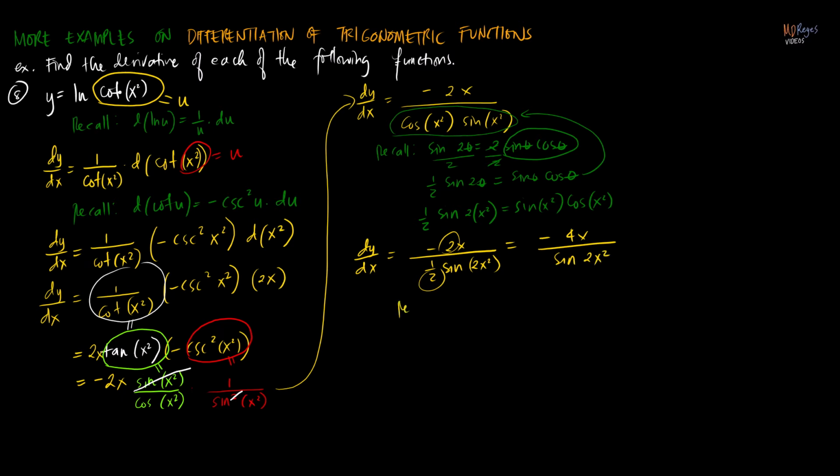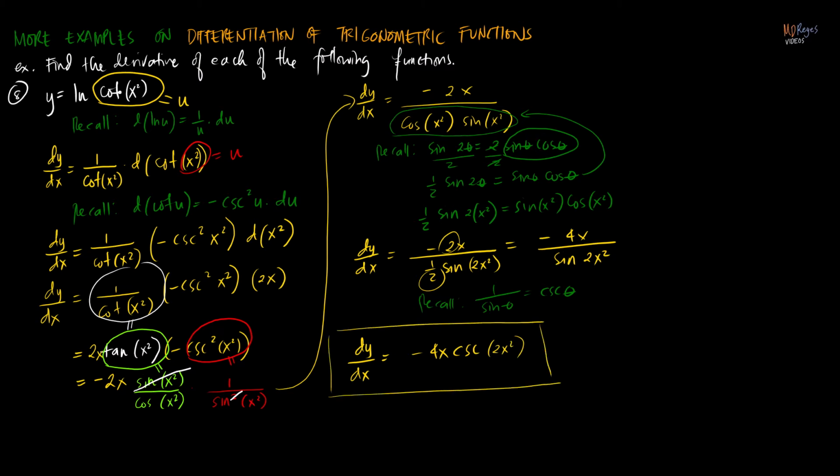And of course, we have used this identity a while ago. The reciprocal of sine function is cosecant function. We know that 1 over sine theta is equal to cosecant theta. So our final answer is dy over dx equals negative 4x times cosecant of 2x squared. The reciprocal of sine function is cosecant, where theta here is 2x squared. This is the derivative of the function in simplified form.